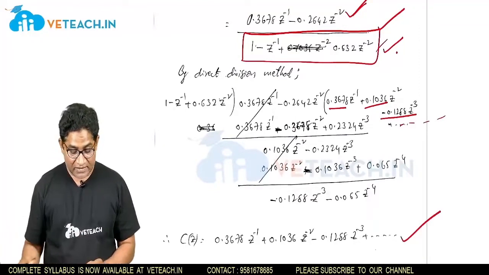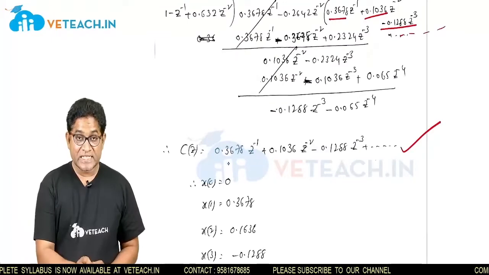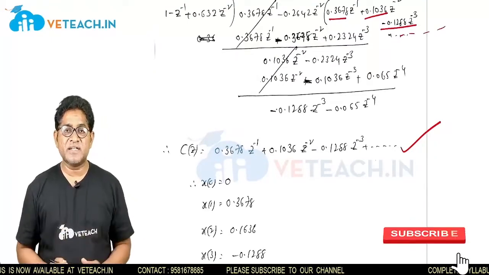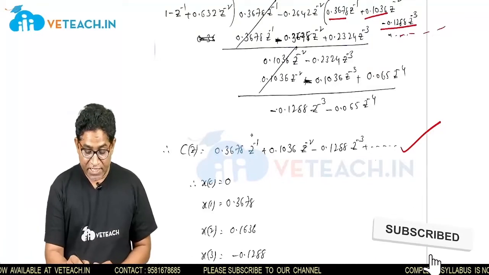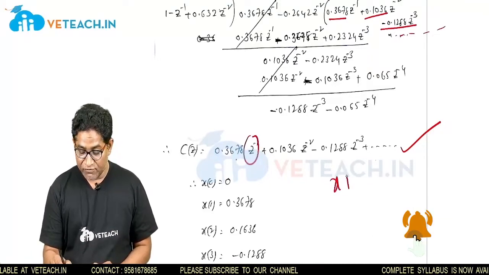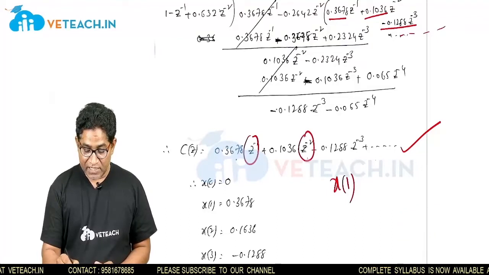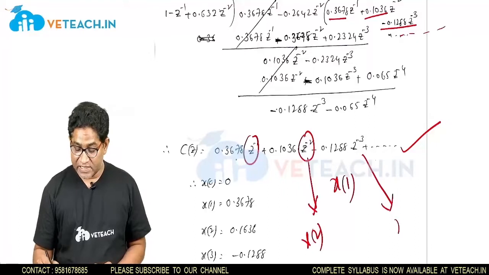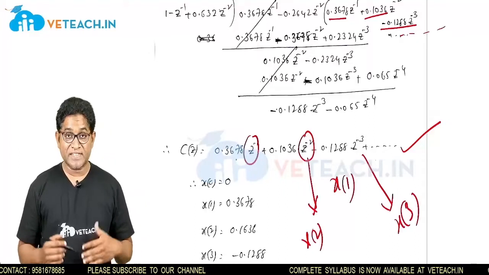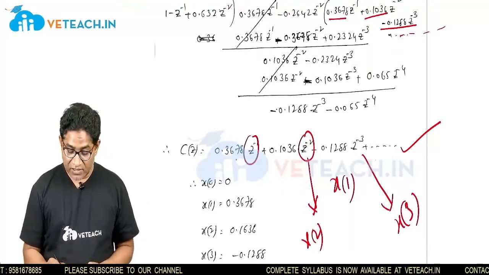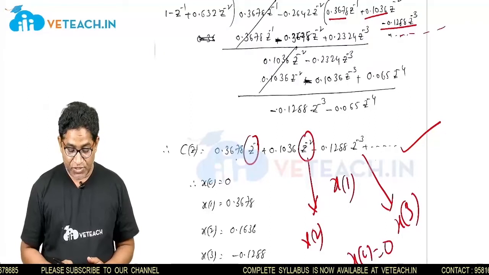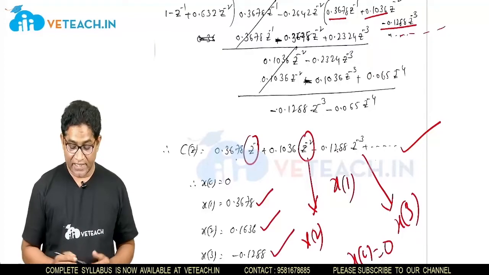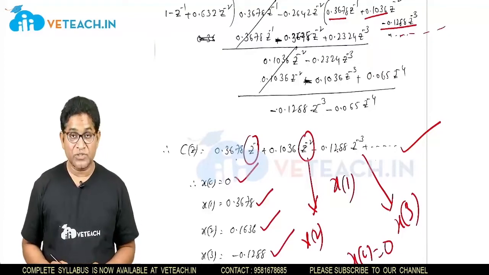So you will get like this: C(z) is equal to 0.3678 z inverse plus 0.1036 and so on. Then you compare with the standard sequence of the Z transform. Z inverse coefficient represents x(1), right? Then z power minus 2 coefficient represents x(2). Z power minus 3 coefficient represents x(3). Then what is x(0)? Since there is no constant term, x(0) is equal to 0.